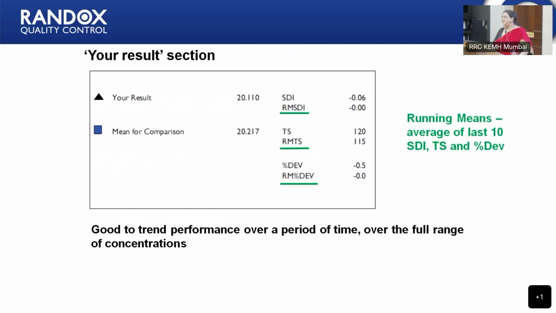There is an additional term appearing over here named RM. RM stands for running mean. It is nothing but the average of the last 10 samples, including the current. So this RM is calculated for all three performance indicators: SDI, target score, and percentage deviation. This will help you to understand the trend or shift over time for the full range of the concentrations.